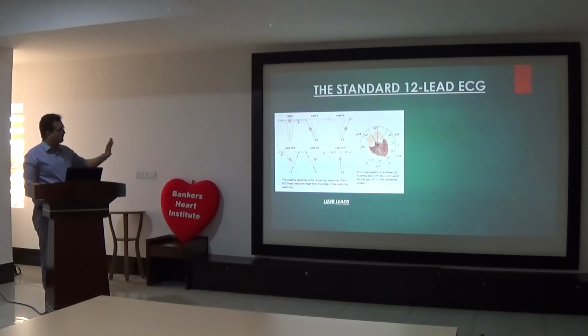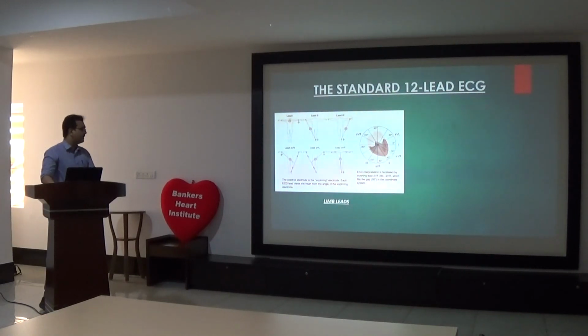Similarly, lead 2 is computed taking the base electrode on the right arm and the exploring electrode on the left leg. So lead 2 views the heart from the inferior side. Similarly, lead 3 also views the heart from the inferior side.